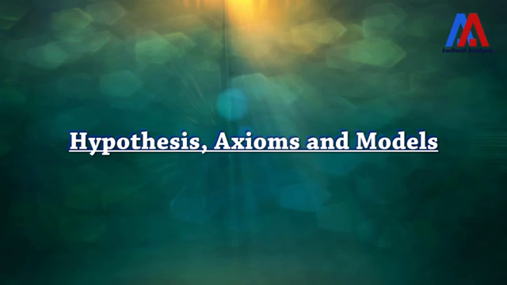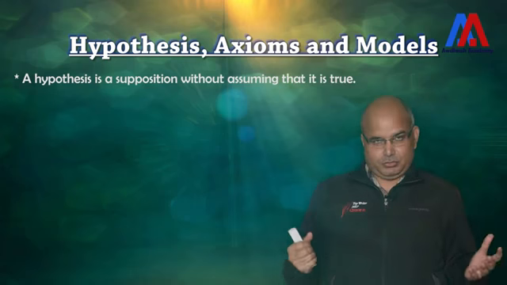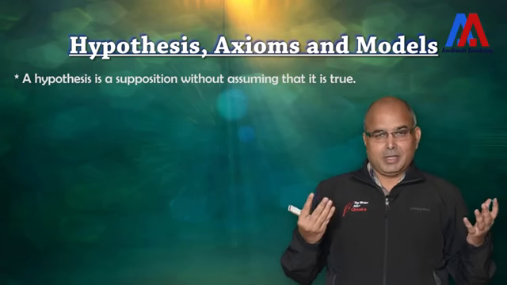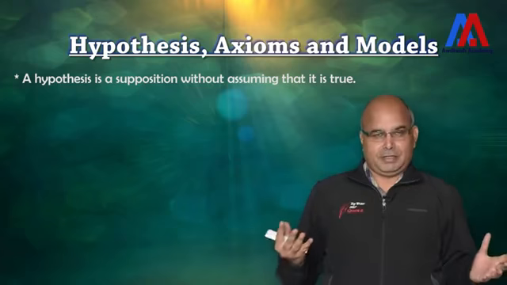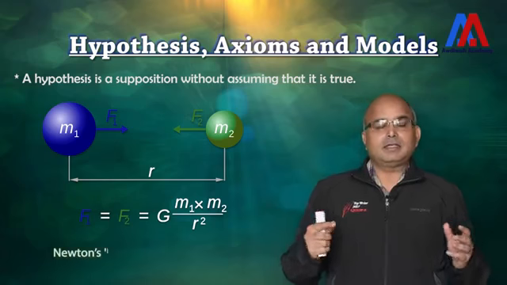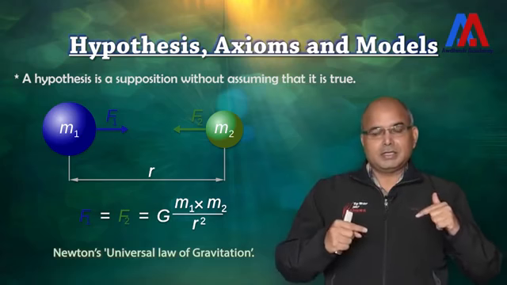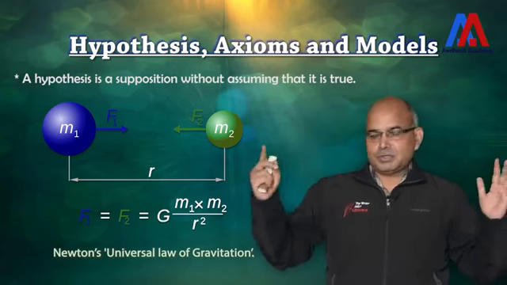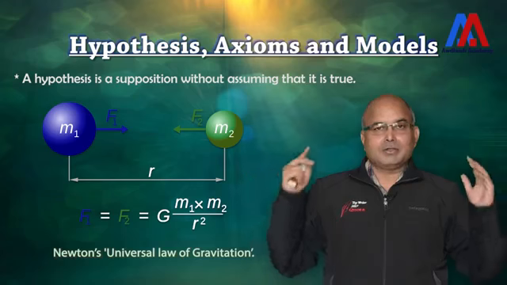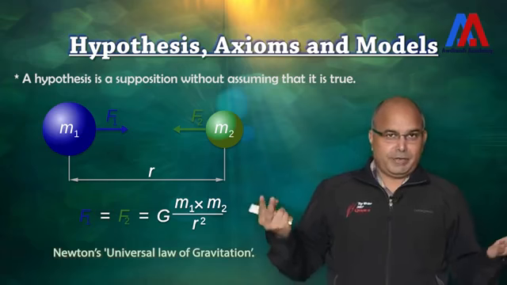In terms of science, we should understand the meaning of three important terms. One is called a hypothesis. What is a hypothesis? A hypothesis is a supposition without assuming that it is true. That means you are supposing something, and when you are supposing something, you are not going to prove it. For example, when Newton gave the gravitational law, he said that the force between two objects is inversely proportional to the distance squared and proportional to the masses of the two objects. So this is what he presumed and created. He has not proven it.